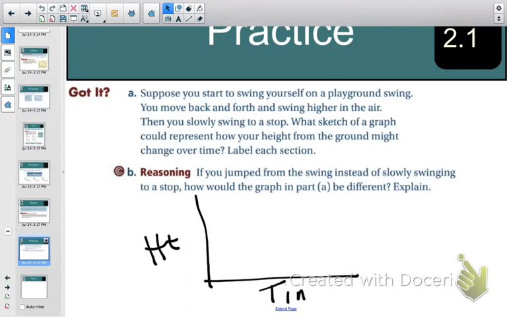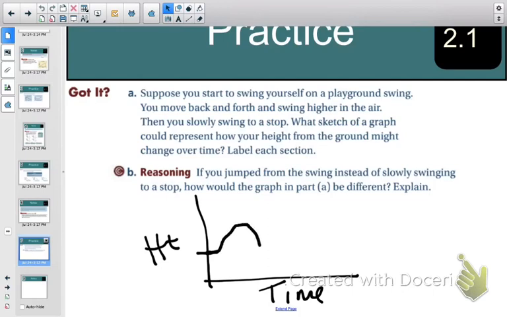If you're on a swing, when you're sitting down, you're not on the ground because no swing starts on the ground. So we're going to start right here, off the ground. And then as you start to swing, you're going back and forth. And so every time you go back to your starting point, you're the closest to the ground. So you're always going to come back to this spot right here. But then you're getting higher and higher as you go back and forth. So it's going to look something like this.